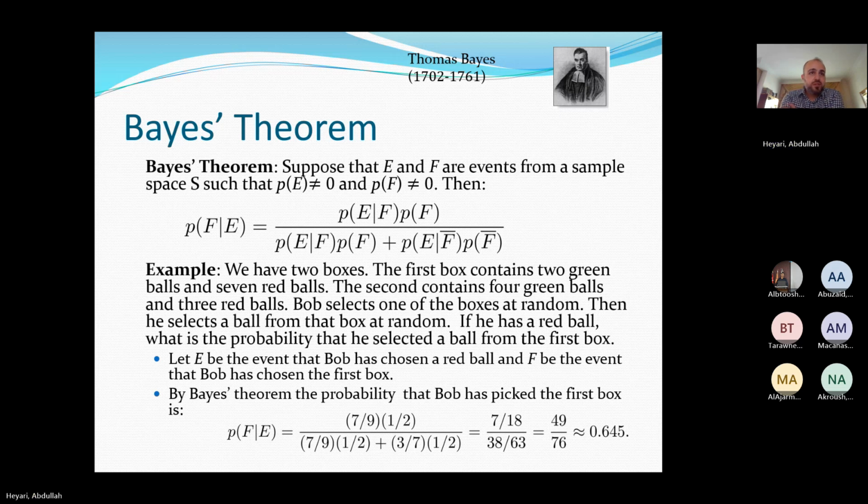So we just design our events here. E is going to be the event that Bob, the person, has chosen a red ball. And F refers to the event that Bob has chosen the first box. By Bayes' theorem, we've got the following computations, which are left to you. But as you can see, since the first box has more red balls, it is more likely that it was the first box which was selected. So it's 0.645. That's almost 65%.